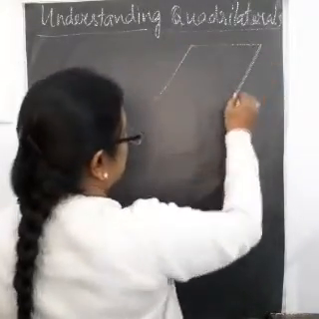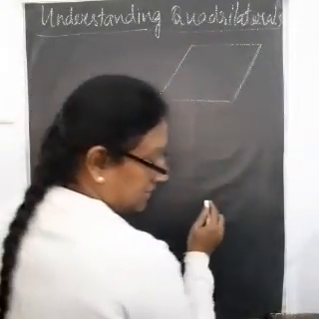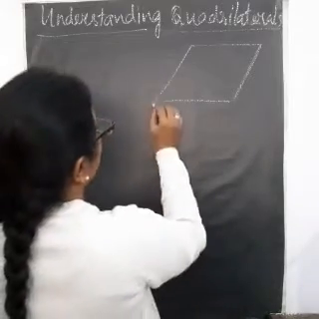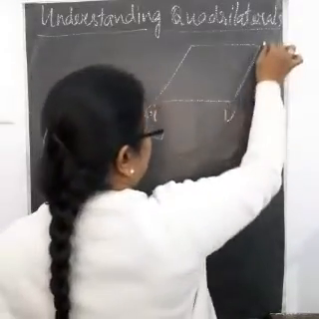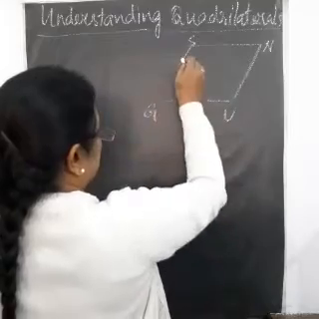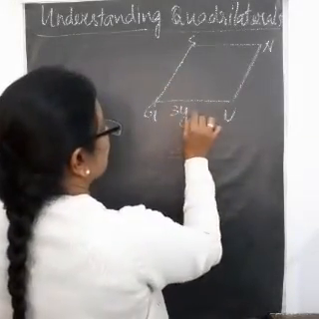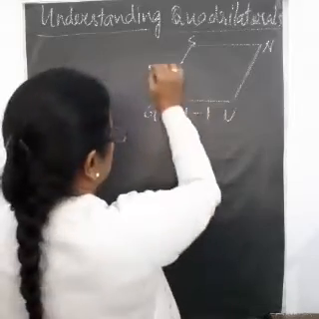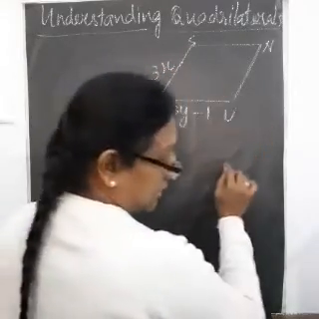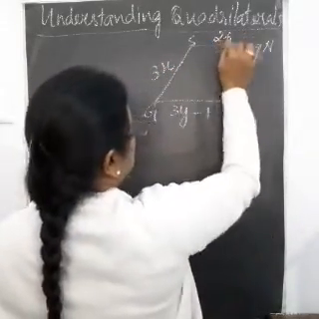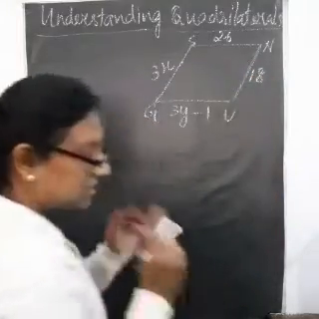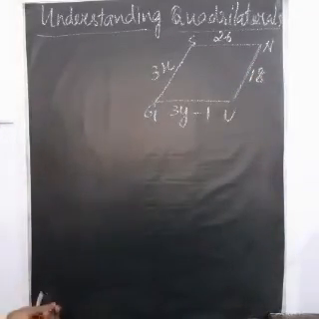Okay, now the first sum that I would like to deal with today is, just say we have a parallelogram like this. And they have named it GUNS. Now they have given this as 3y minus 1, and here they have given 3x, and 26 units and 18 units. Now, how do we go about this sum?